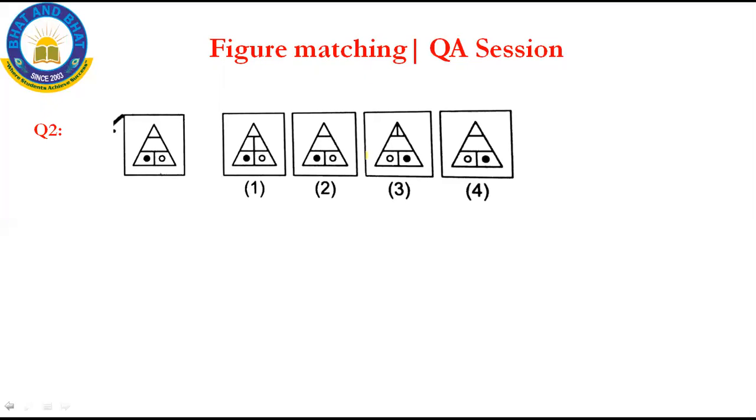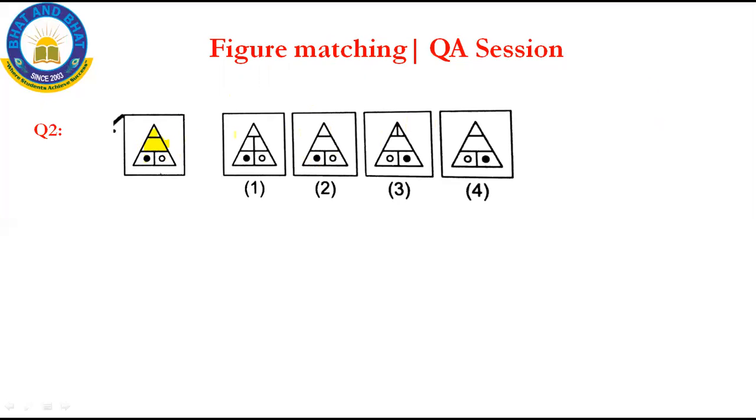Question number 2, triangle. See, one triangle consists of a small triangle here, and then here, this one we'll call a parallelogram. Okay, see the four-sided figure, we'll call it a parallelogram. And then here one dot is shaded and another dot is open, isn't it? Let us go through each and every option.